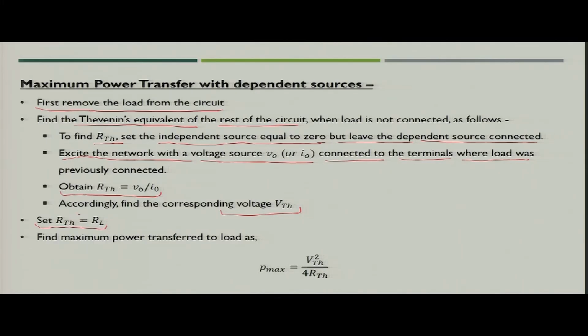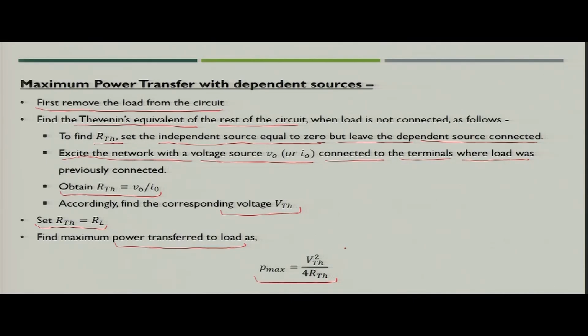Finally, what you have to do? You have to set RTH equal to RL, because as per the maximum power transfer theorem, your Thevenin resistance should be equal to the load resistance. Then the maximum power transferred to the load would be given as P max is nothing but VTH square upon 4 RTH.